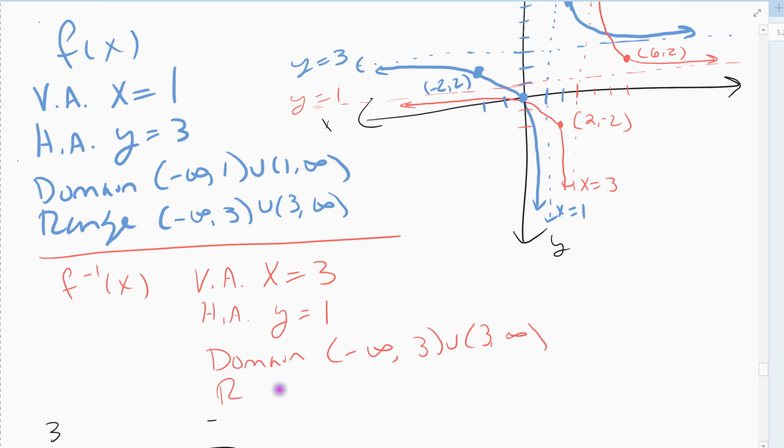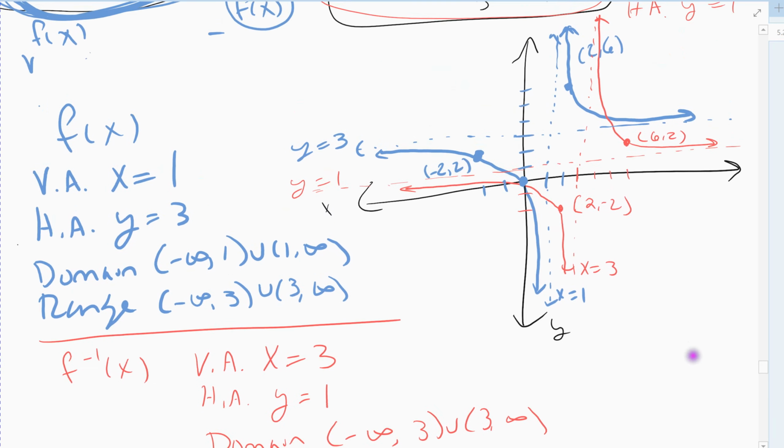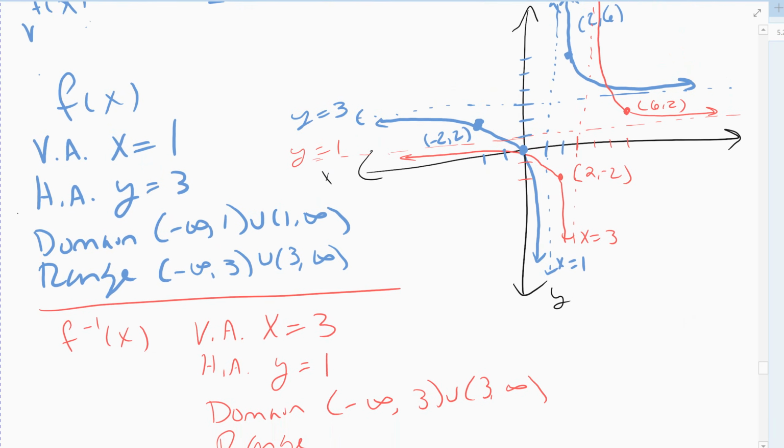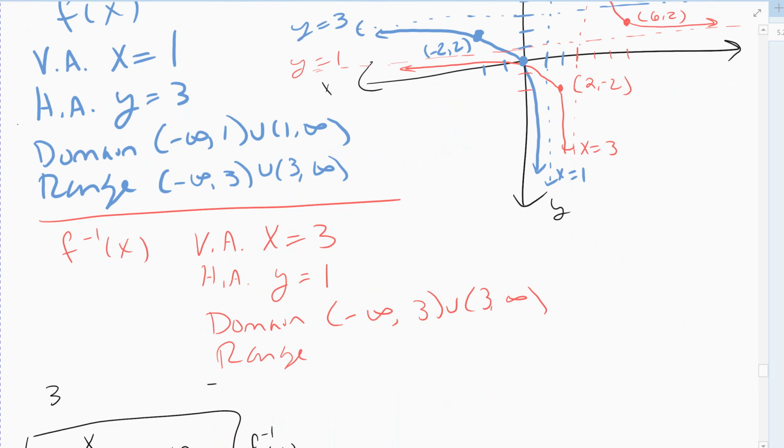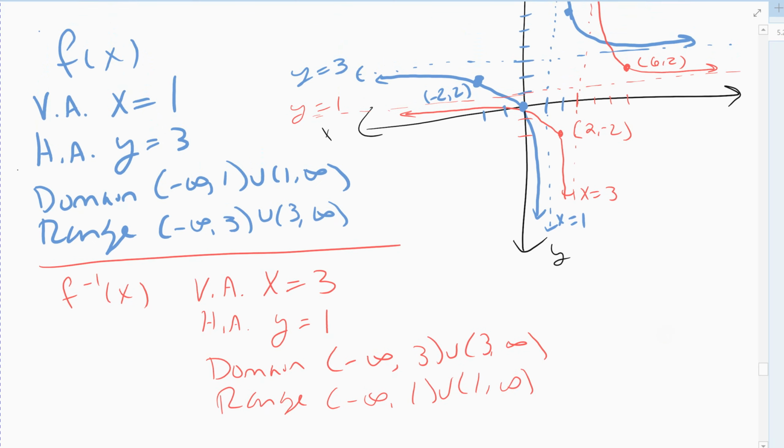Its domain existed everywhere but at 3, and its range exists everywhere but the y value 1, because the y value 1 has an asymptote it never crosses. And so its range is -infinity to 1, 1 to infinity, and it does hold true for the inverse behavior. So it holds true when we graph it.